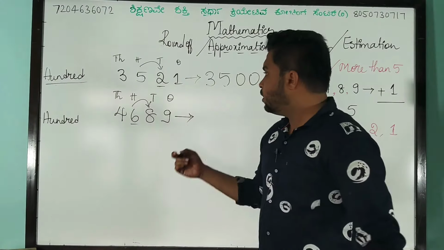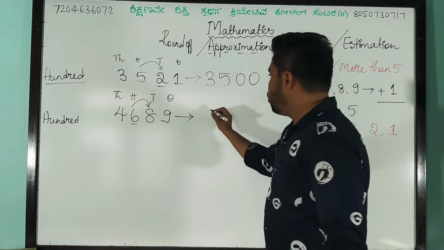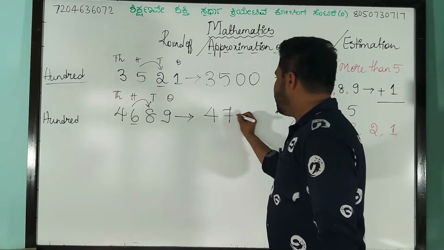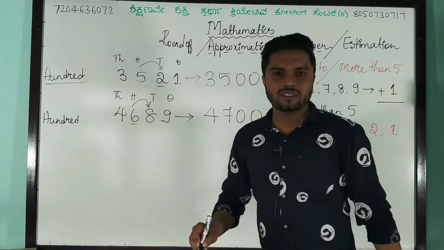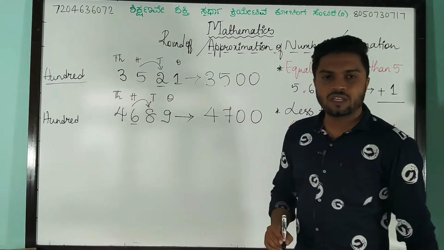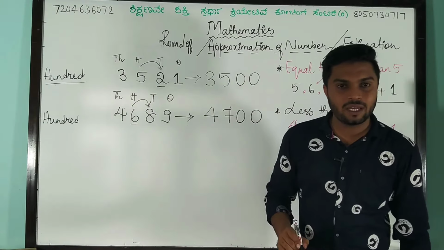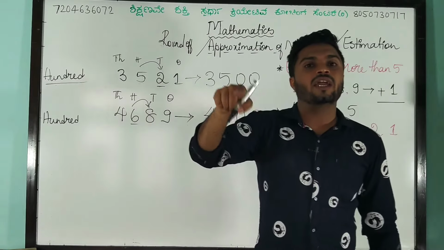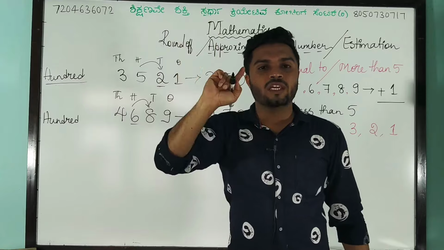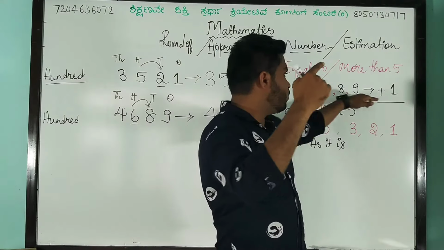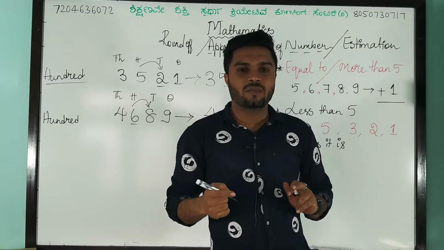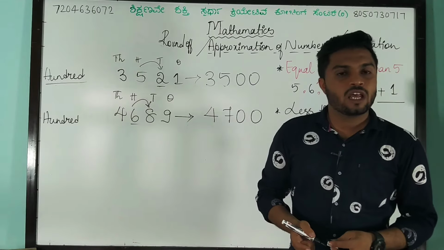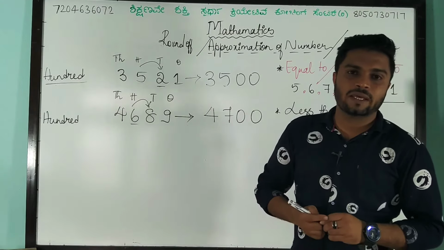Okay. So this becomes 4700. Very simple. See here, I have increased one number here. Why? Because the number in the tens place was 8, and 8 is more than 5. If it is more than 5, you are going to increase one number and it becomes like that. Now we'll see for the 1000 place.